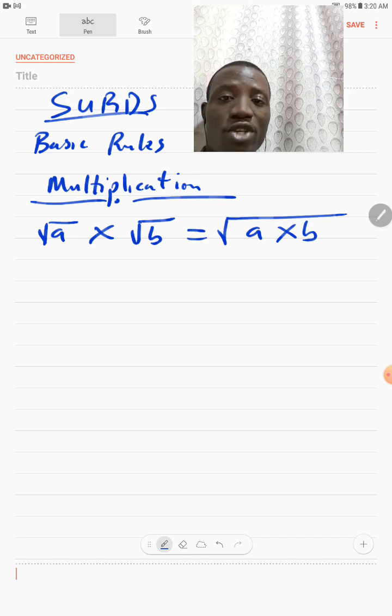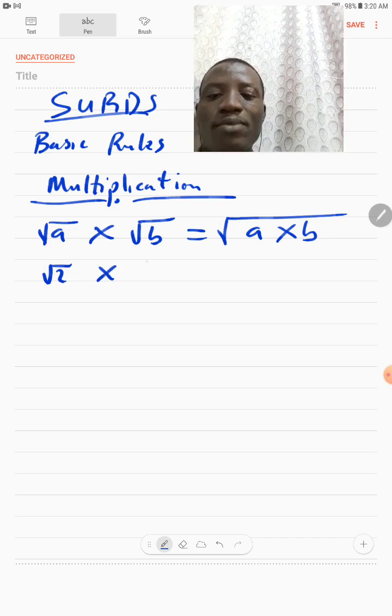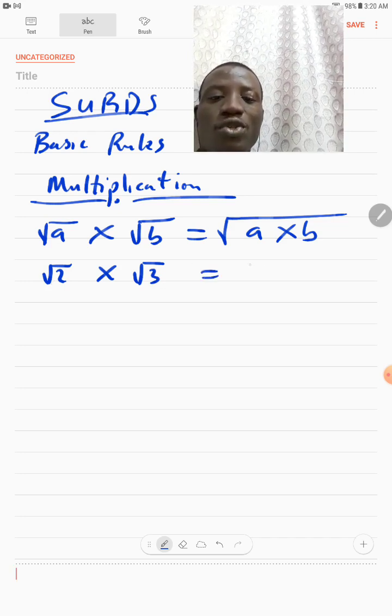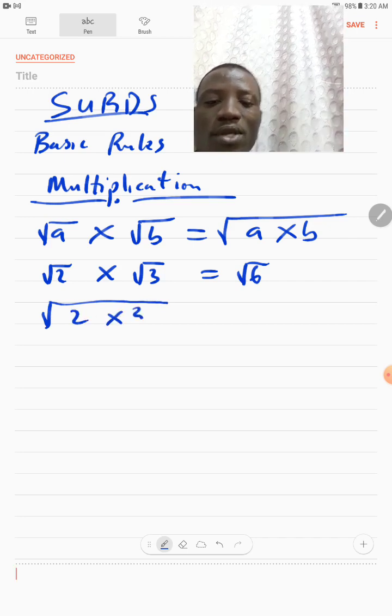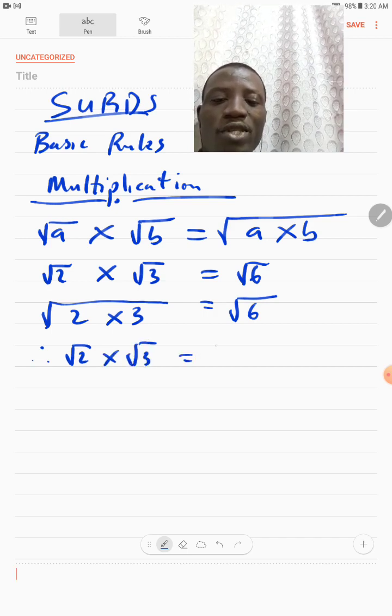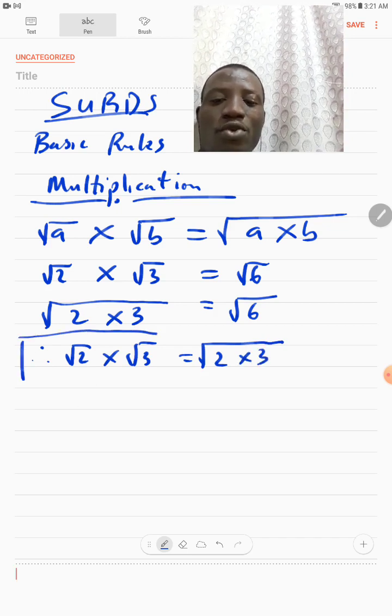Let's try to actually use numbers now. If we have root 2 times root 3, what will this give us? Root 6. That's what we are saying. And if you also have root of 2 times 3, of course this will also give us root 6. Therefore, what we are saying is that root 2 times root 3 can be written as root of 2 times 3, and both of them will give us the same answer.